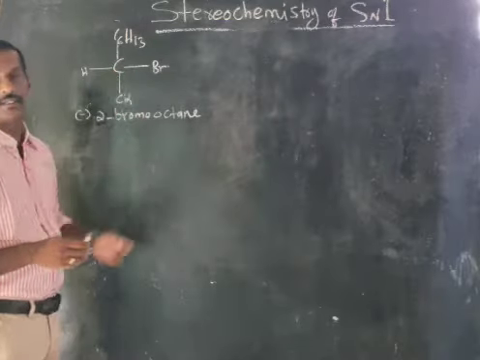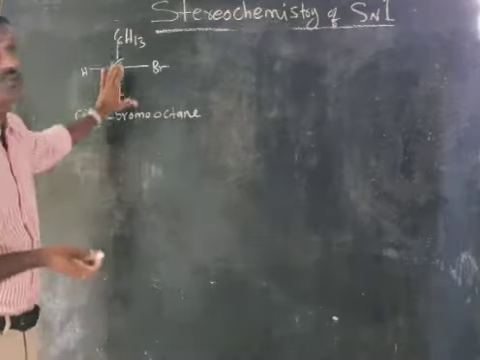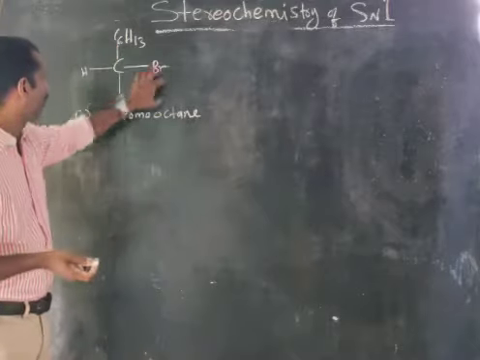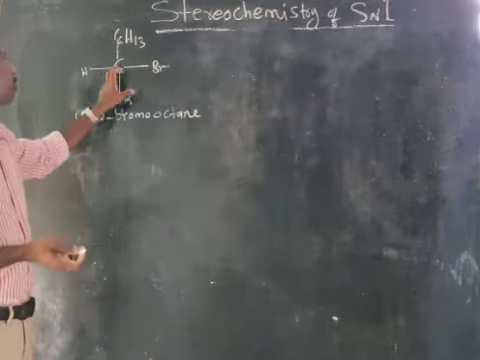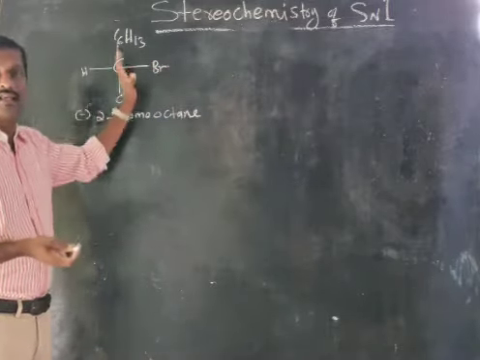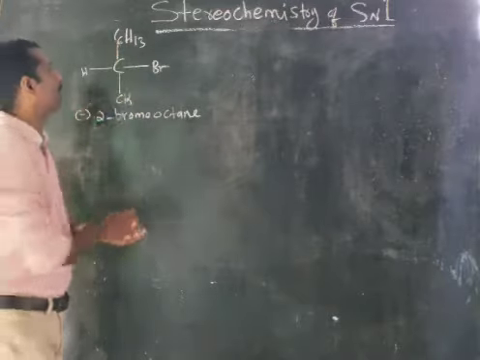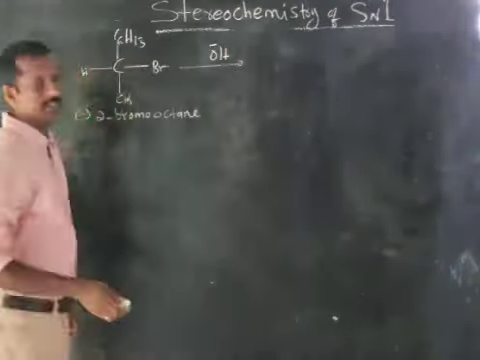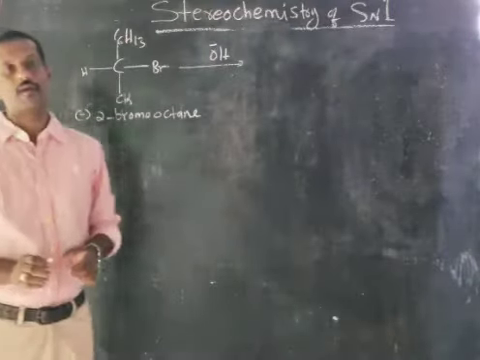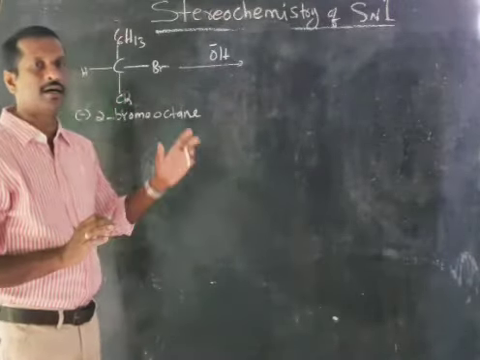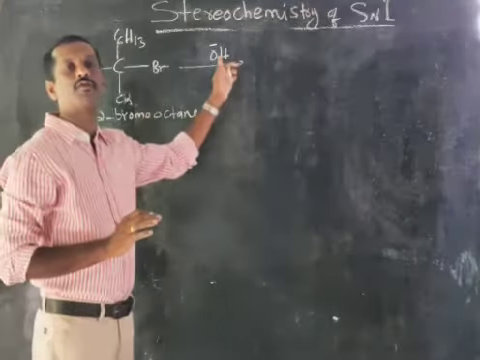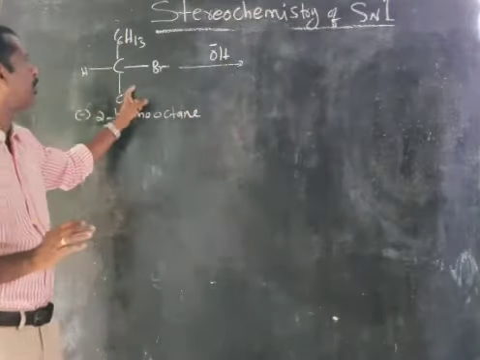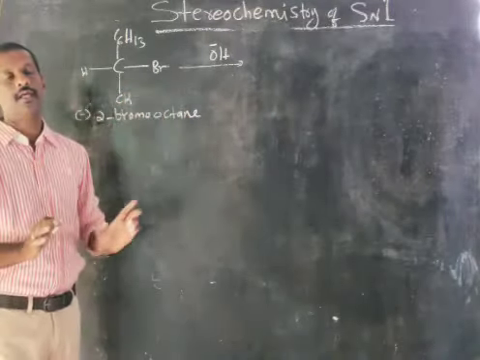And this carbon is optically active. This compound is optically active because the 4 groups are different. Definitely this compound is optically active, and suppose it reacts with a nucleophile, OH minus. What will you get? What are the possibilities by the attack of a nucleophile on this 2-bromo octane? So keep it in mind.